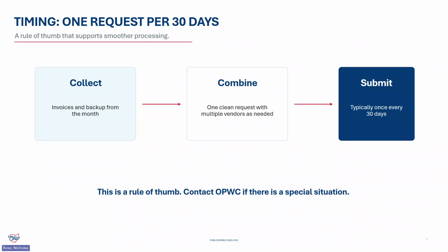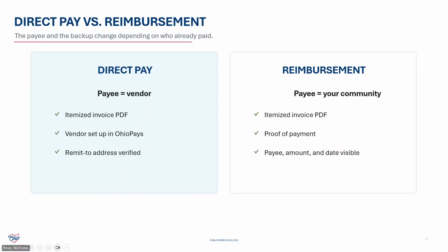Now let's separate two payment situations that affect who you enter as the payee. Direct pay versus reimbursement. The easiest way to distinguish direct pay from reimbursement is to simply ask one question: who should receive this payment? For direct pay, the vendor is the payee, the contractor, because OPWC is paying an unpaid invoice directly. For reimbursement, your community is the payee because the vendor or contractor has already been paid. In that situation, we need the invoice plus proof of payment showing who was paid, how much was paid, and when.